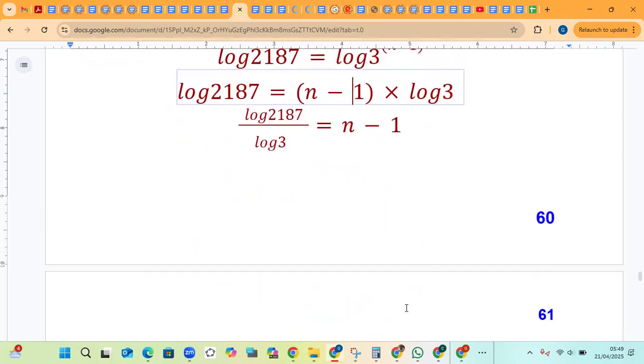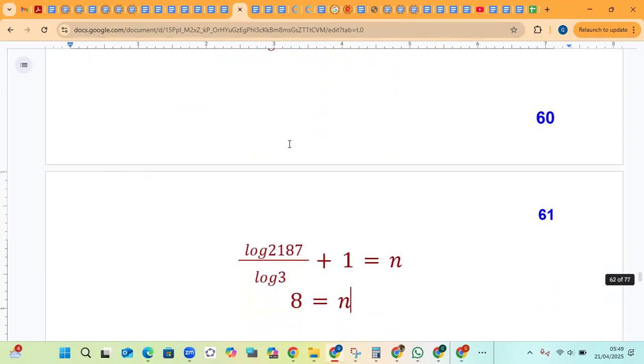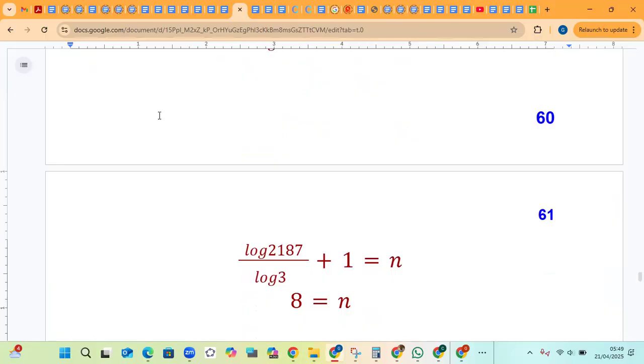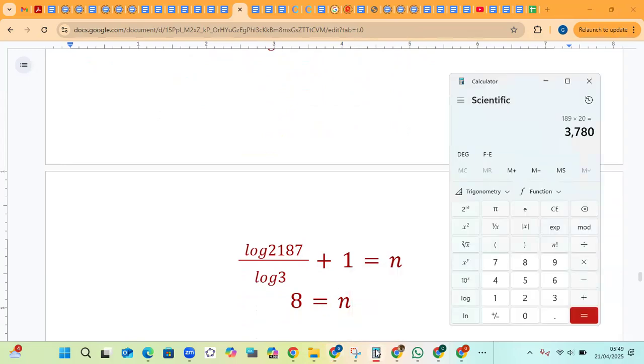You have to divide by log 3 on both sides to solve for n minus 1. You have log 2187 divided by log 3 is equal to n minus 1. And now to cancel out the minus 1, you add 1 on both sides. So you have log 2187 divided by log 3 plus 1. That will give you n. n appears to be 8. Let us verify if this is true.